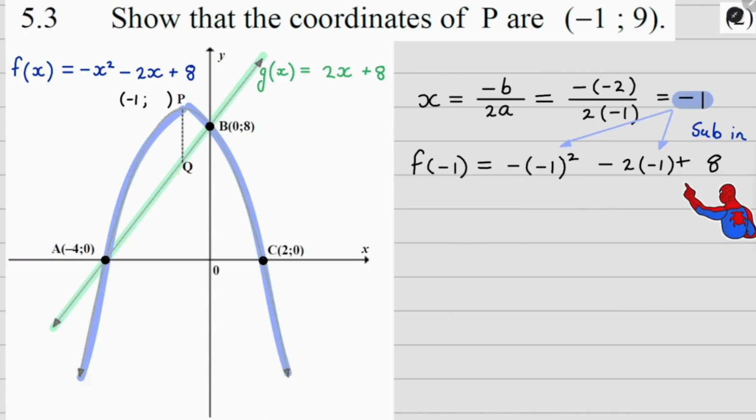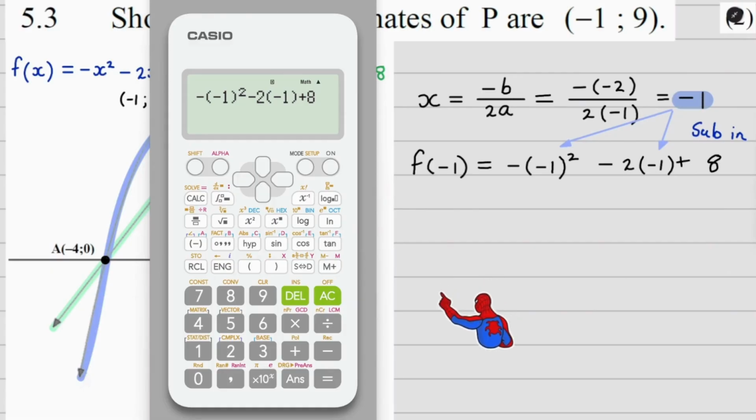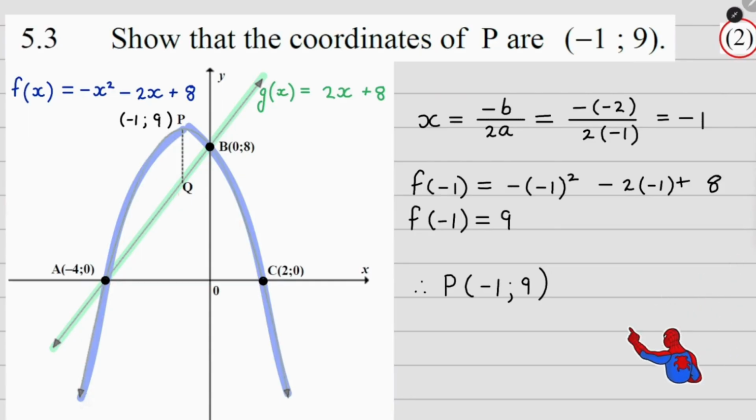And then that is a calculator problem. But I know what it's going to give me. It's going to give me 9, bro. The honorable calculator agrees with me. So it gives me 9. Yes. Okay, and then I just have to write, therefore p has the following coordinates of negative 1 and 9. Be sure to put that straight on your sketch.